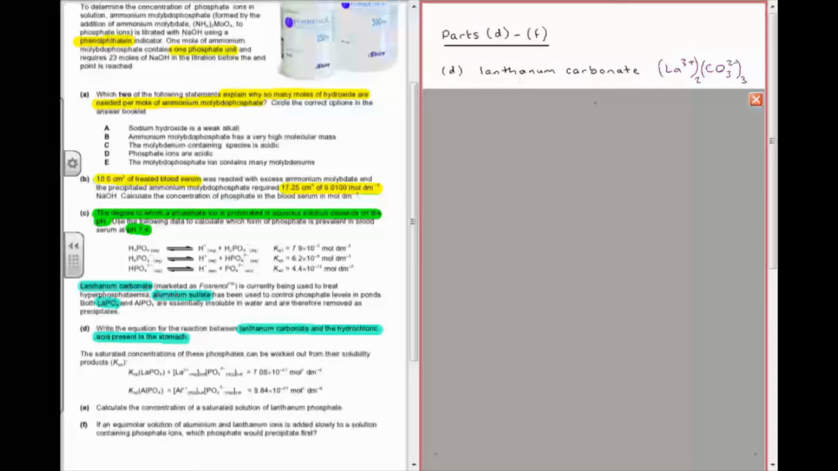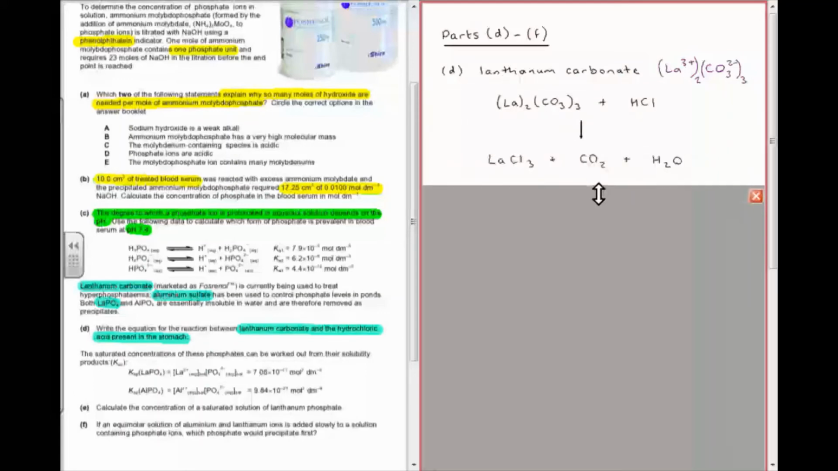Now when a carbonate reacts with an acid, the products of the reaction are a salt, carbon dioxide and water, and so we can apply that same basic equation to the reaction of lanthanum carbonate, giving the products of the reaction as the salt, lanthanum chloride, plus carbon dioxide, plus water. All that remains now is to balance the equation.